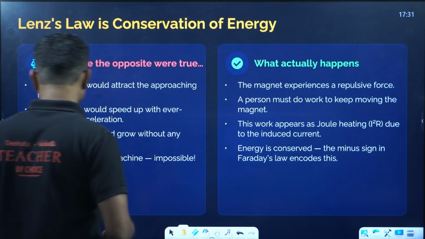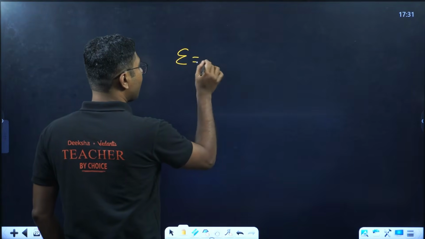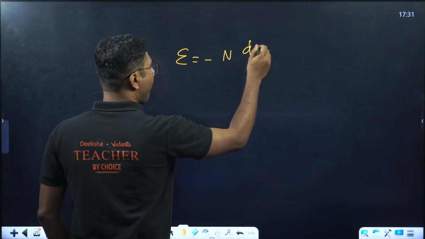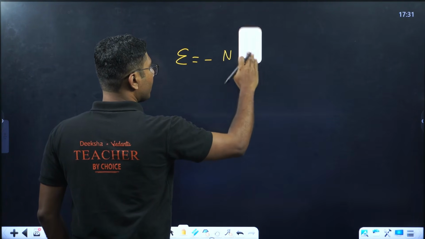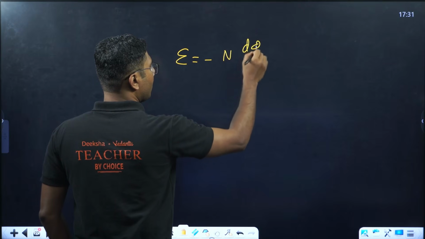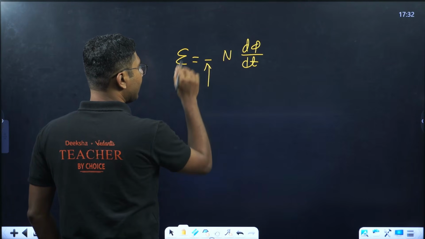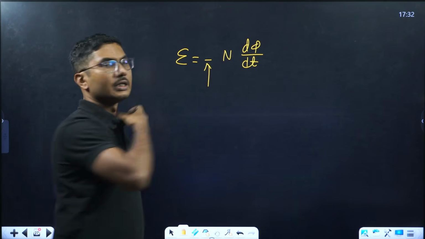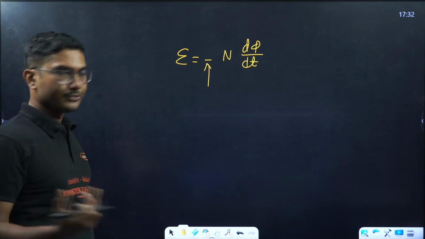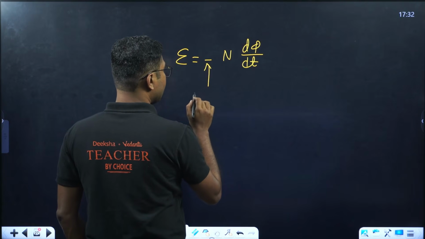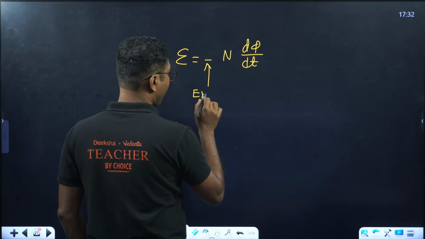So the negative sign in Faraday's law, where we say the induced EMF is minus n d phi by dt, indicates that the induced EMF opposes the cause which is producing it. So this actually gives you the energy conservation.